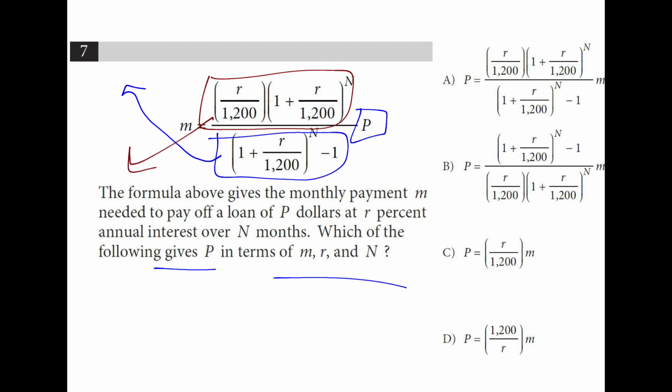So I'm looking for this part in blue to be on top, which shows up right here, and the part in red to be on bottom, which shows up here. That's why B is the answer. This problem looks really hard, but you're just moving things around.